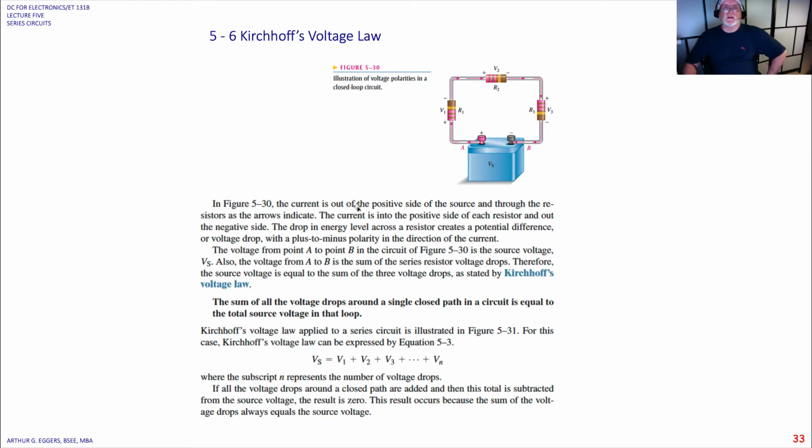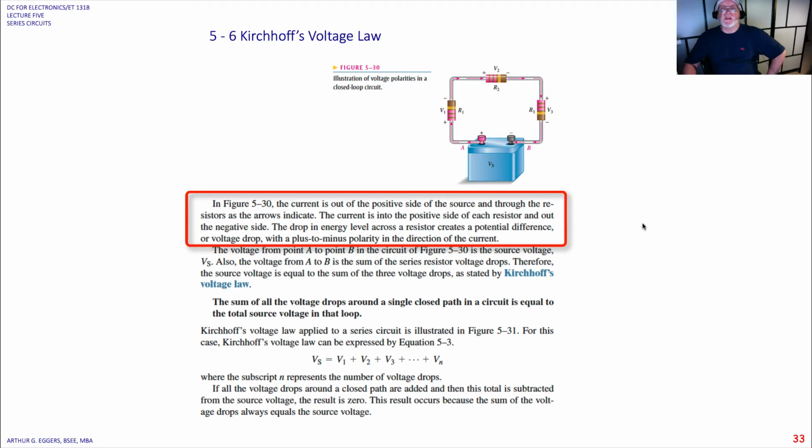So the current, in this case, is out of the positive side of the source and through the resistors, as indicated by the arrows. The current is into the positive side of each resistor and out of the negative side. The drop in energy level across a resistor then creates a potential difference, or a voltage drop, with a plus minus polarity in the direction of the current.